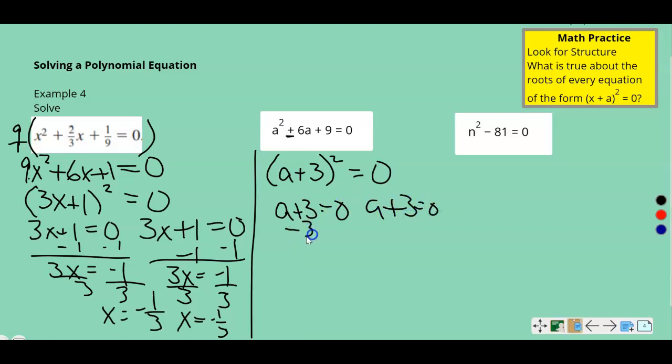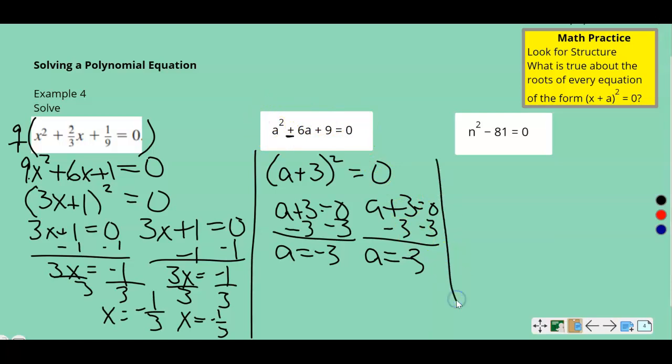And again, you will find that you don't have to do this twice. You know you're going to get the same answer each time. But this shows that you have a multiple root. And you do want to indicate that you have a multiple root because this is a quadratic, this is a squared term, which is a quadratic expression.